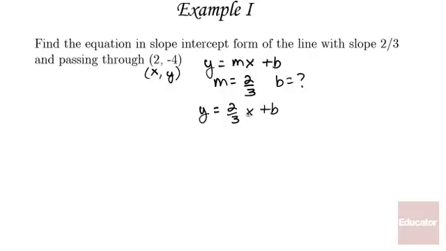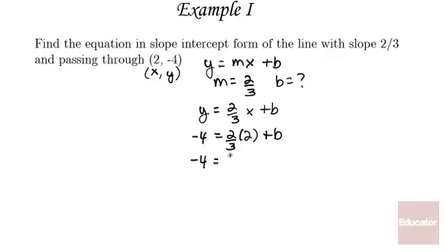And since I have m, x, and y, I can solve for b. So substituting in -4 for y and 2 for x. Now I can solve for b. So -4 equals 2 times 2, that's 4.